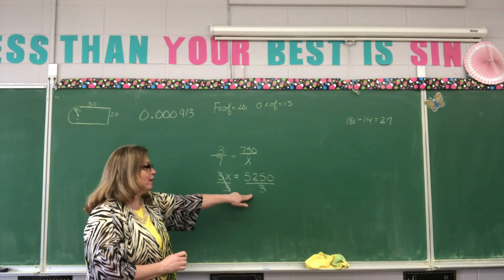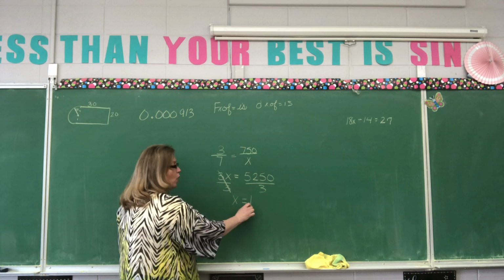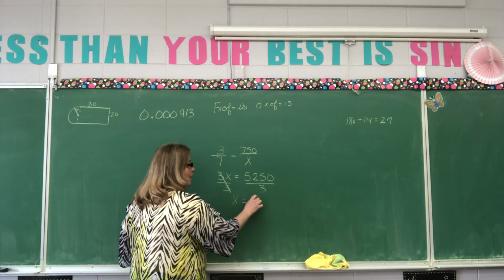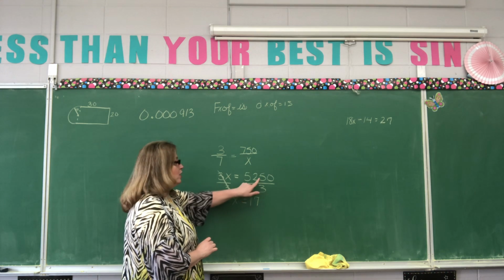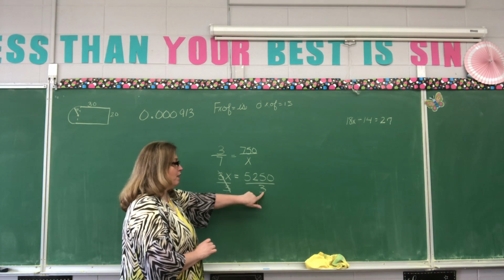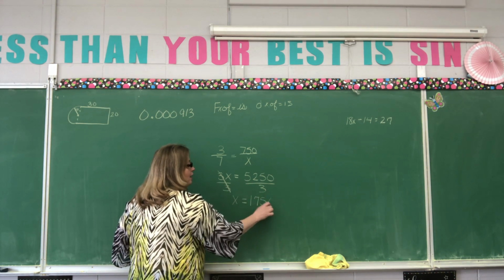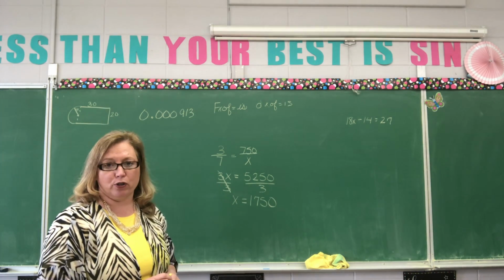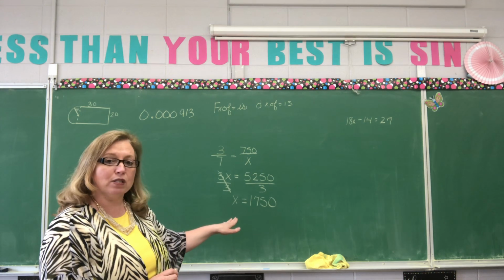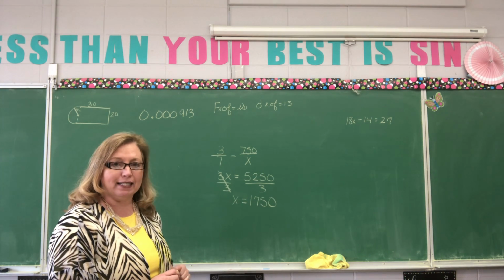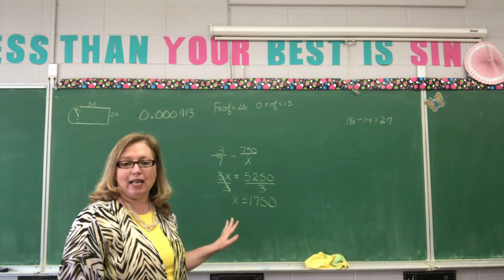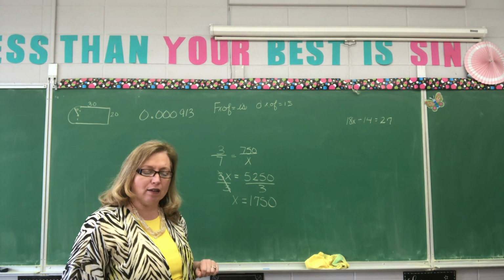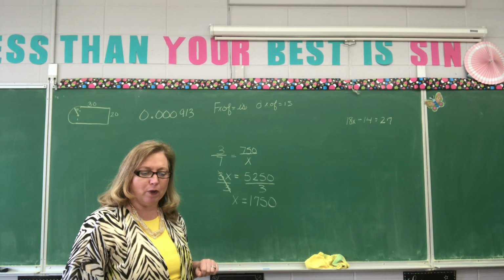5,250 divided by 3. Well, 5 divided by 3 is 1 with 2 left over. 22 divided by 3 is 7. That's 21, leaving us 1. 15 divided by 3 is 5, and then 0. So if there were 750 birds, that means there are 1,750 beasts. If this problem does not make sense, or if you have a question, write a little note to yourself out to the side so we can help you make sure you understand.